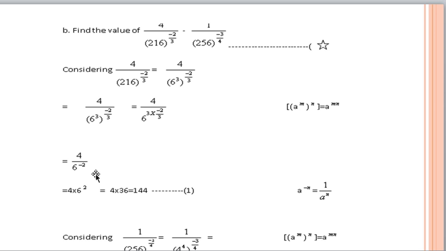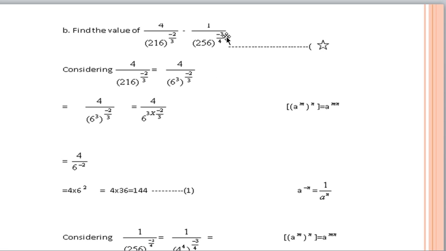We cannot keep it as a negative index, so we make it positive by taking the reciprocal. So it is 4 into the reciprocal of 6 to the power of minus 2, which is 1 by 6 square. Therefore, this becomes 4 into 6 square, that is 4 into 36, that is 144.